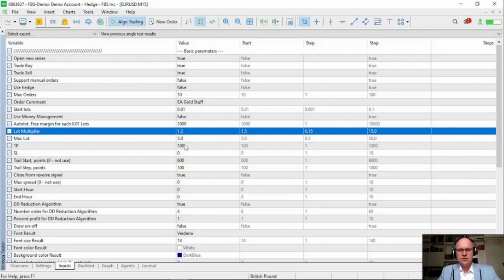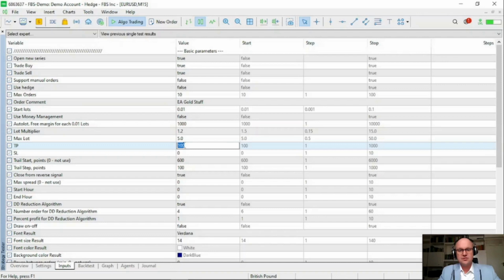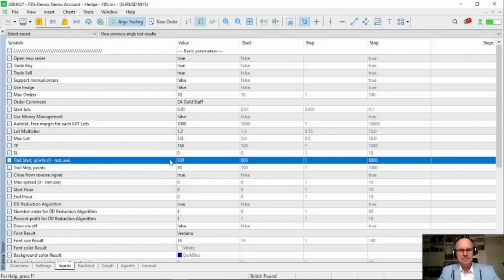Next, I'm going to make a few adjustments to the take profit. On default, it only aims for 10 pips, and I'm going to increase that to 15. And the trailing stop is going to start at 10 pips and trail then by 2 pips, meaning we have a potential for a little bit more profit to the upside.